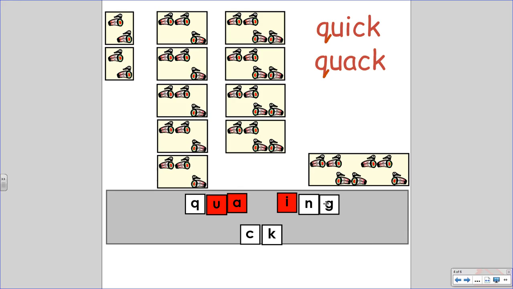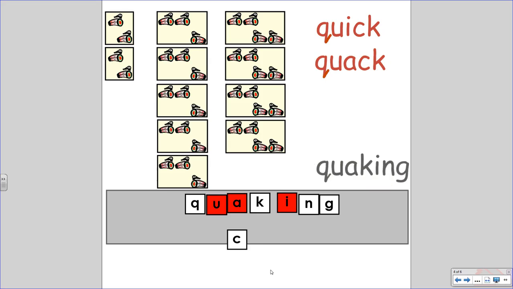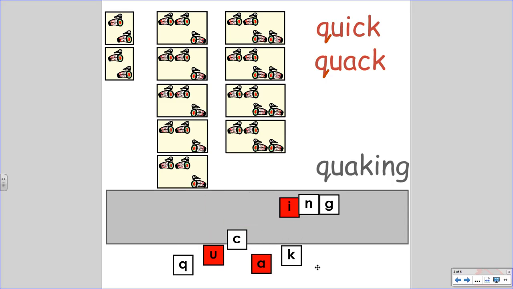And we only need seven letters. One, two, three, four, five, six. So is quaking made with a C or a K? That does not look correct. That does. Quaking is Q-U-A-K-I-N-G. Now it's time to put all your letters back, and we're going to move on to the mystery word.